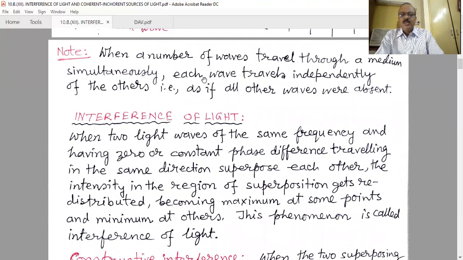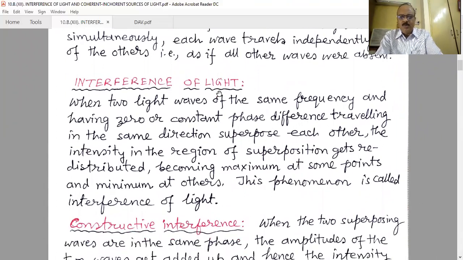Now our topic is interference of light. What is the meaning of the interference of light? First of all, we have to know it.